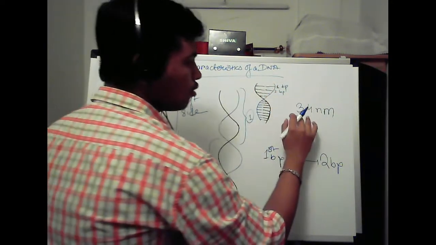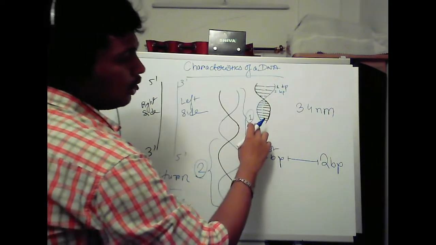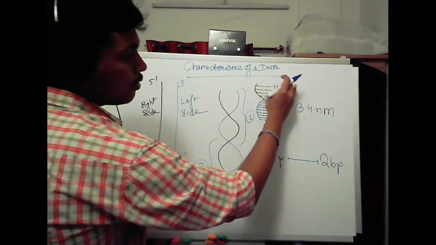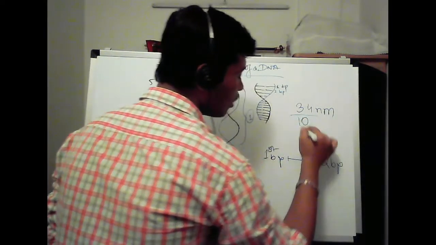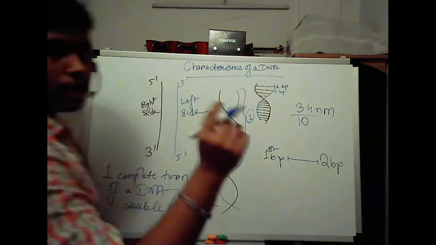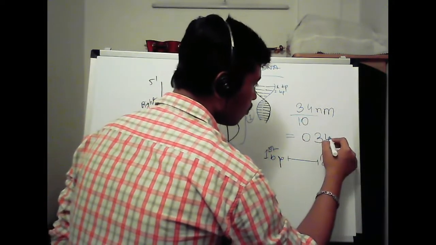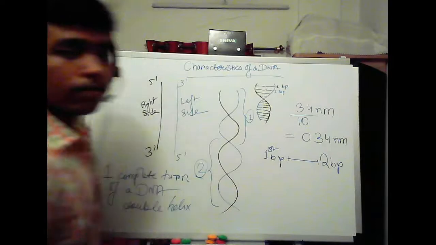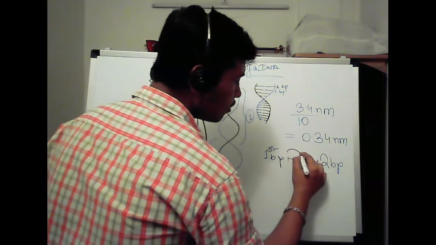One pitch is 3.4 nanometer in length. This whole thing is 3.4 nanometer in length and consists of 10 base pairs. So if we divide this number by 10, we would get 0.34 nanometer, right? We would get 0.34 nanometer.